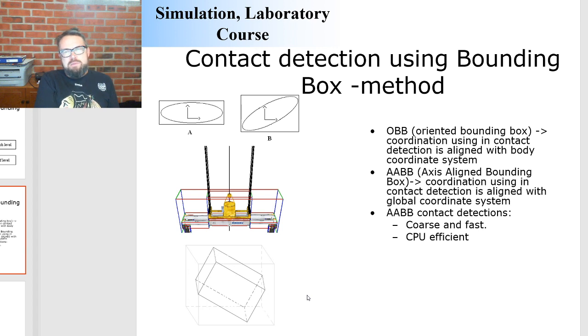I don't think it is really important for us to know these in detail, but biomechanics is a little bit the same thing. It's mentioned here that the axis-aligned bounding box is something that is coarse and fast, CPU efficient, but both are used. It really depends on the application which one makes sense to use. This is enough for you to know that there are varieties in the bounding box method, and these varieties come from how the object is within these boxes. So this is oriented bounding box, this is axis aligned bounding boxes, so this is the difference.